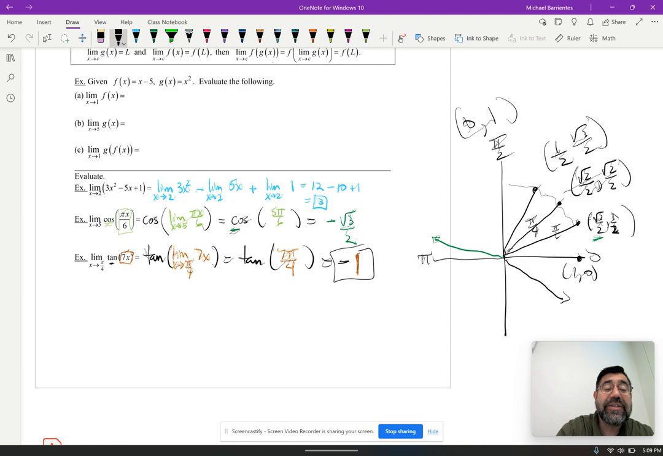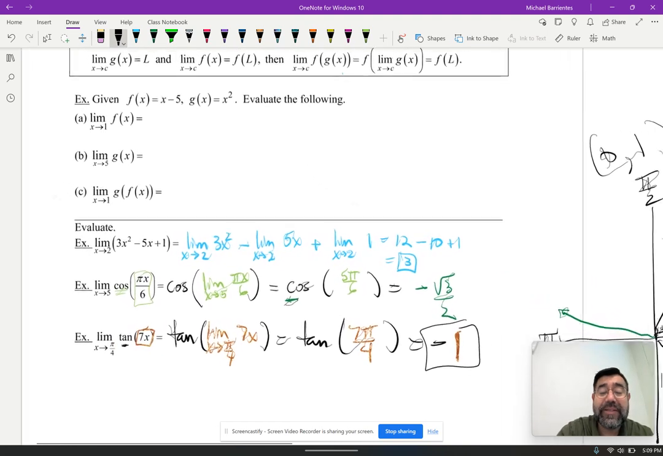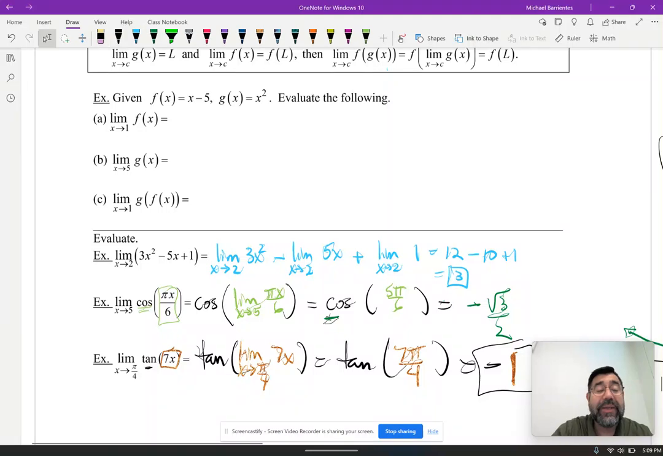If you still have questions about the trig values, please come talk to me. Maybe we can practice and find another way for you to remember or to do those things.